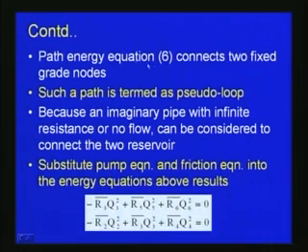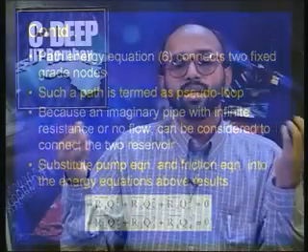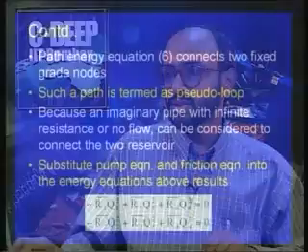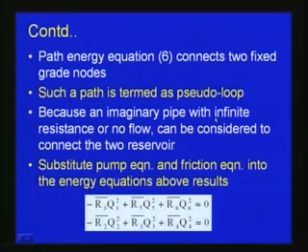Now the path energy equation 6 connects 2 fixed grade nodes. Depending upon the network we can see where the fixed nodes are. Between these fixed grade nodes we can write the path energy equation, in this case equation number 6. Such a path is termed a pseudo loop. It is called a pseudo loop because an imaginary pipe with infinite resistance, or no flow, can be considered to connect the 2 reservoirs. That is why it is called a pseudo loop.